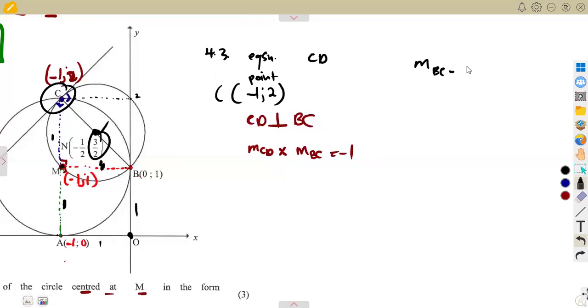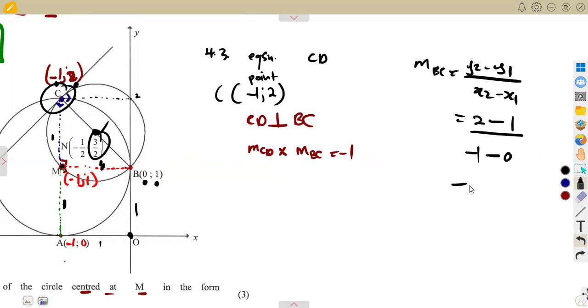So the gradient of BC, from the change in Y over the change in X, that is B to C: the Y value at C, that is 2, minus the Y value at B, that is 1, over the X value at C, which is -1, minus the X value at B, that's a 0 there. You can even name your points from B to C. You can call this X1, Y1, and C this will be X2, Y2. That's Y2 minus Y1 over X2 minus X1. So that was going to be the gradient of BC.